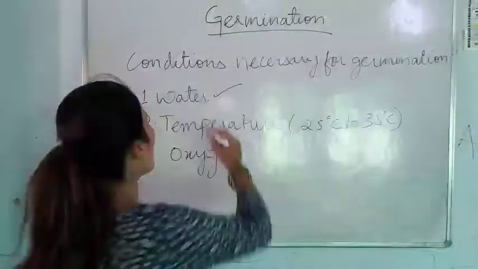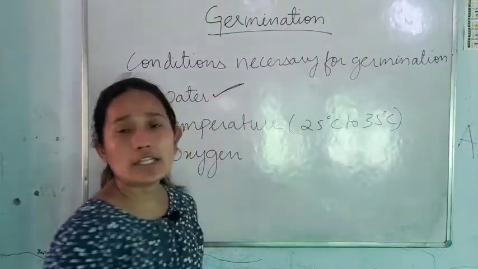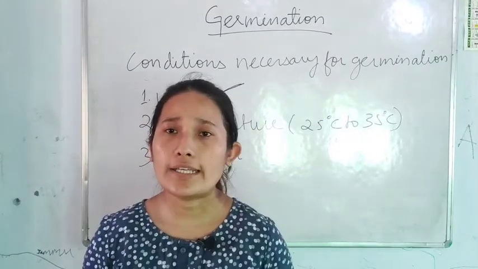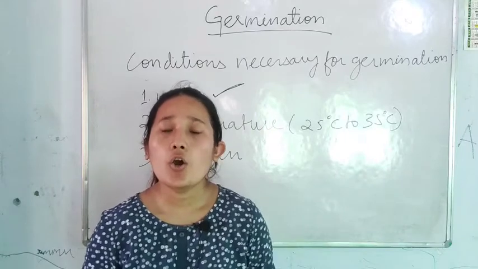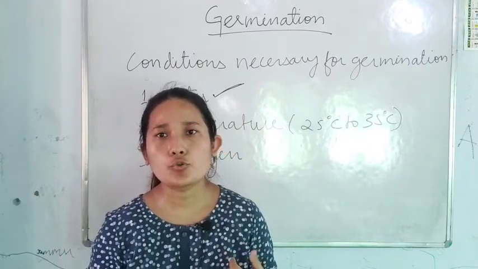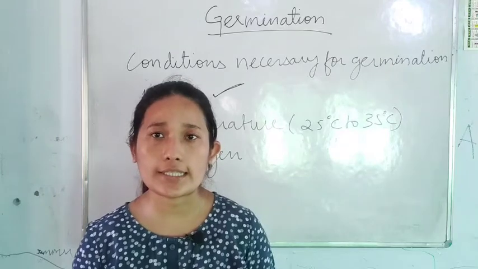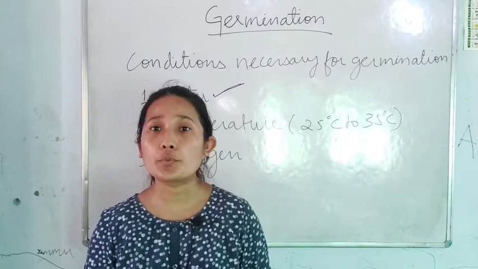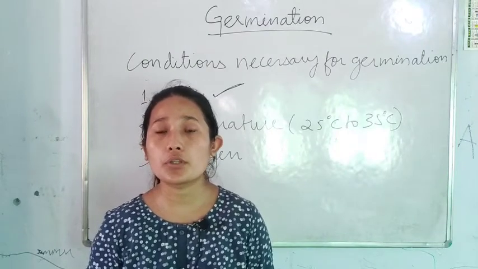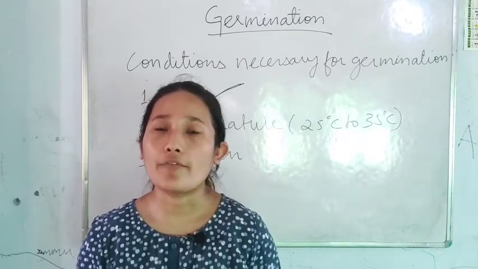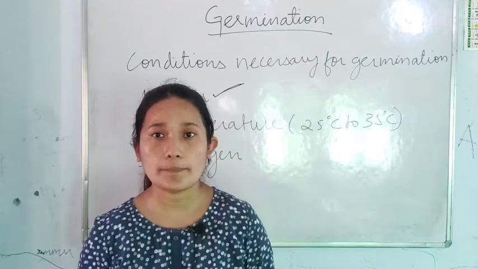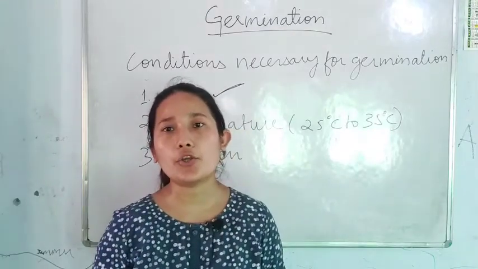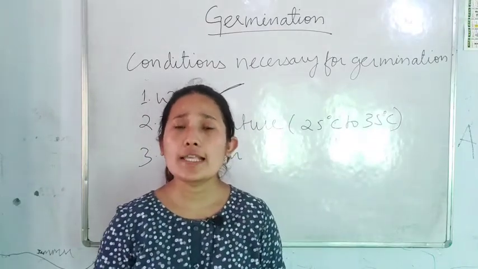The first one would be your water. Water is required for germination. Now what is the purpose of water in regard to germination? Number one, water seeps through the minute hole that is present in the seed. That hole is referred to as a micropyle. That is also the place where your pollen tube comes and fuses with the ovule, right? We have already discussed this while studying fertilization. So through that minute hole called micropyle, your water is going to seep inside.